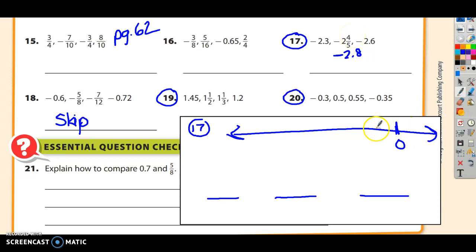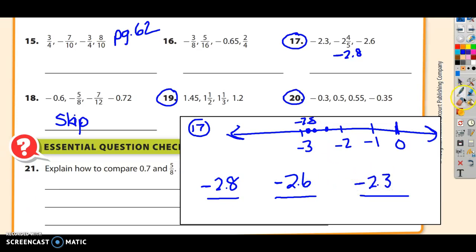So let's think about it this way. We've got, let's call this negative 1, negative 2, negative 3. So if we're at negative 2, they're all negative 2, negative 2.1, negative 2.2, negative 2.3, that would go first. Negative 2.4, negative 2.5, negative 2.6, negative 2.7, negative 2.8. So the one that's farthest to the left, we said, was negative 2.8. So that one would go first. And then the next one to the right would be negative 2.6. And then the last one would be negative 2.3.